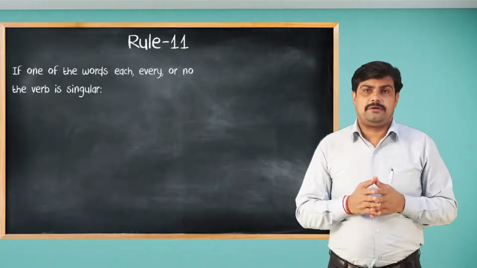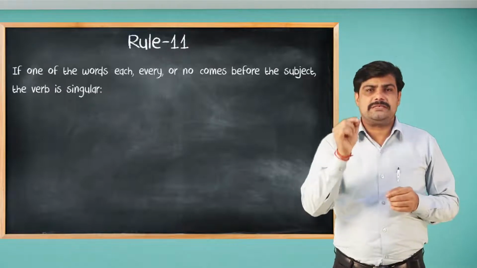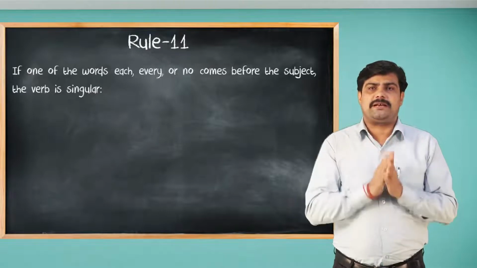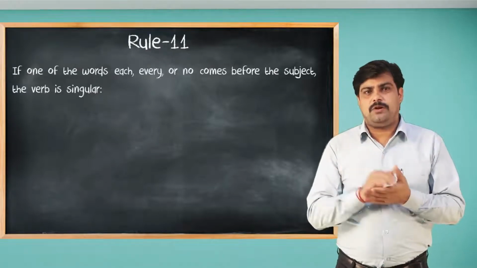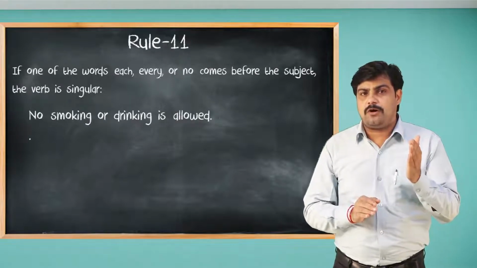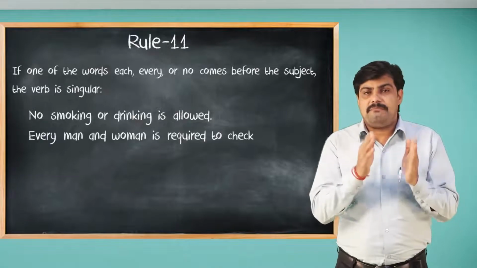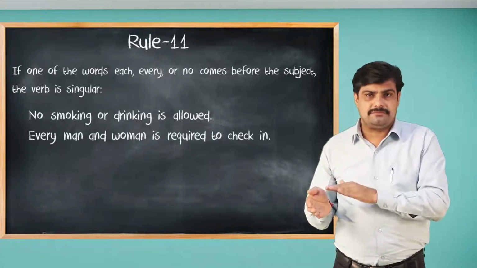Rule number 11. Rule number 11 is very important. If one of the words each, every or no comes before the subject, the verb is singular. For example, no smoking or drinking is allowed. Every man and woman is required to check in.